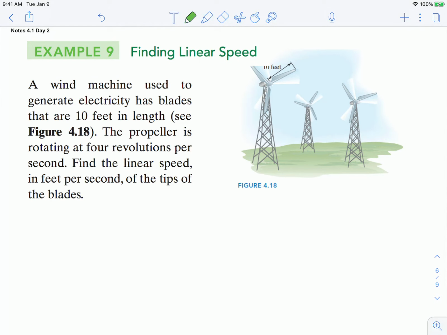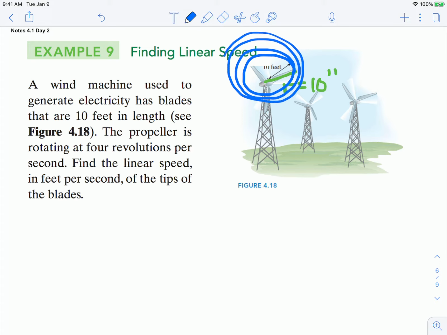So here's an example. A wind machine is used to generate electricity that has blades that are 10 feet in length. So here's our 10 feet. That is going to be our radius. The propeller is rotating at 4 revolutions per second. So imagine this propeller. There's 1 revolution. Here's a second revolution, 3, and then 4. So that would take 1 second to move around 4 times. And what we want to do is find the linear speed in feet per second.